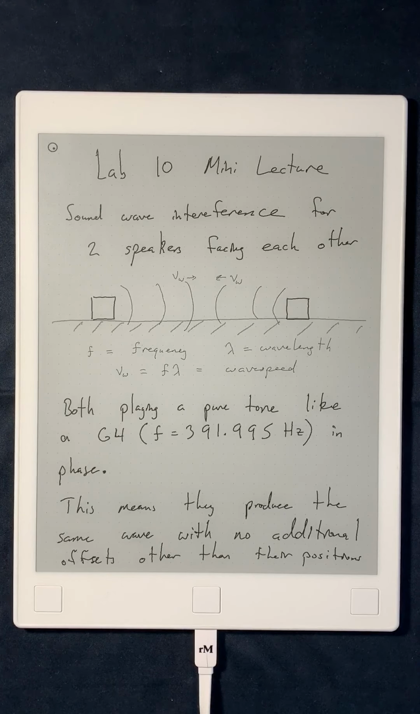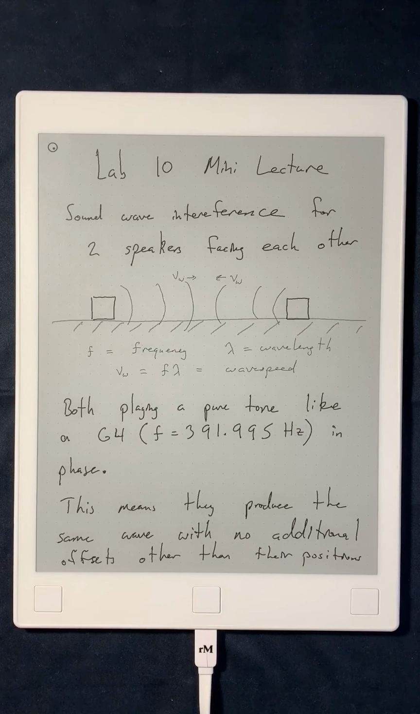So last week we talked about standing waves on strings, and a lot of the same properties will come back this week because we're talking about sound wave interference when you have two speakers facing each other. And so in a lot of ways, it's a pretty good analog for having that reflection on the hard fixed surface.